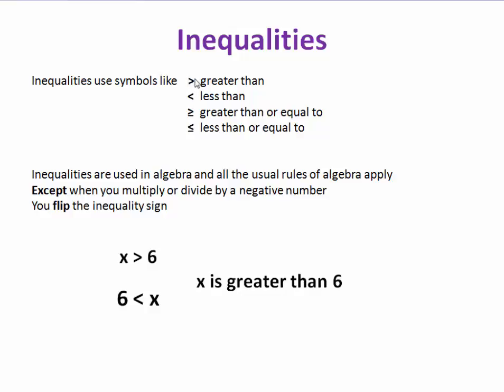Where we have this inequality symbol, the larger side or the bigger side is the bigger number. So if we had the x on this side, this would mean x is greater than. Here we've got the little side over here. If we had an x over on this side, this would mean x is less than. If x was here, this means x is equal to or greater than. If x was here, this means x is equal to or less than.